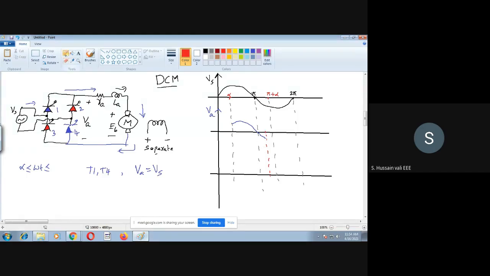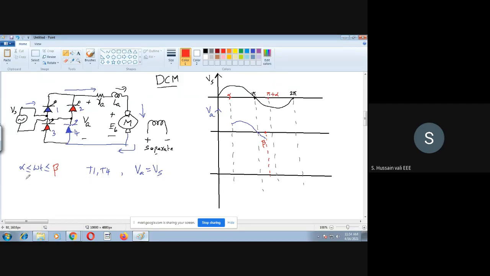So at beta, because this instant I'm calling it beta, the energy in the inductor La becomes 0, and after beta, the current in the inductor is 0. So T1 and T4 will be turned off automatically at beta. I will write the other end here as beta. So between alpha to beta, T1, T4 will conduct, so the output voltage is the same as the supply voltage.